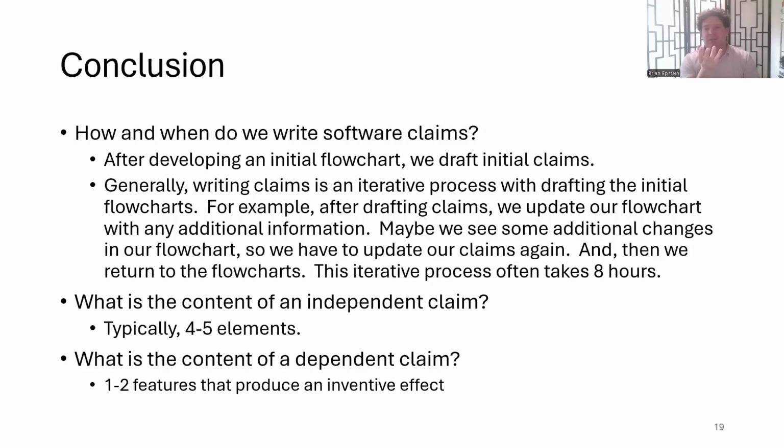What is the content of a typical independent claim? It's usually like 4 or 5 elements. Six is kind of a lot. Three is kind of the minimum. Ideally, we can do it in three, but again, we're probably going to get a rejection. And what's the content of a dependent claim? It's usually one or two features that produce an inventive effect.